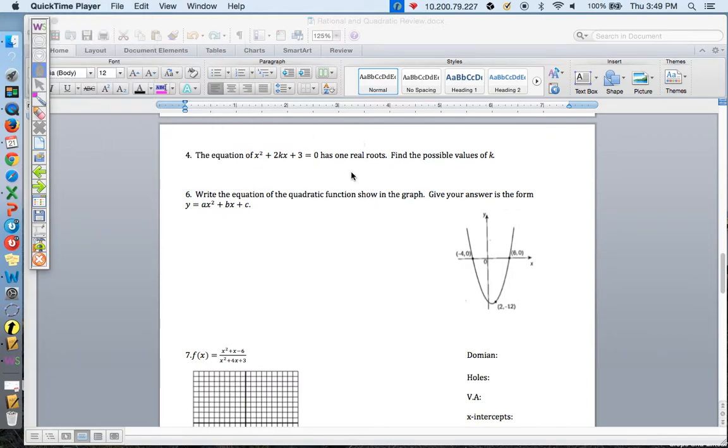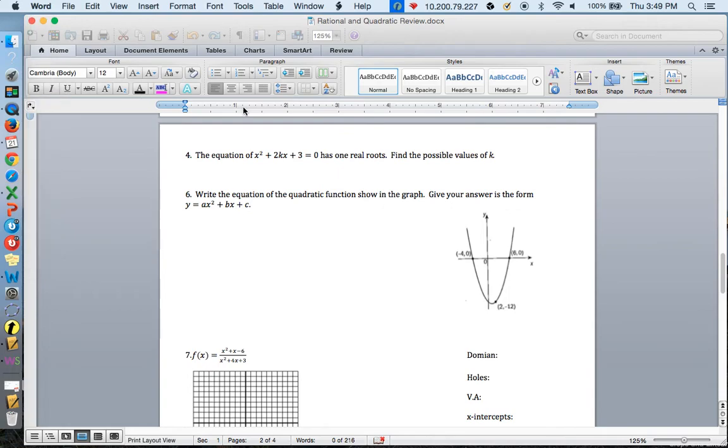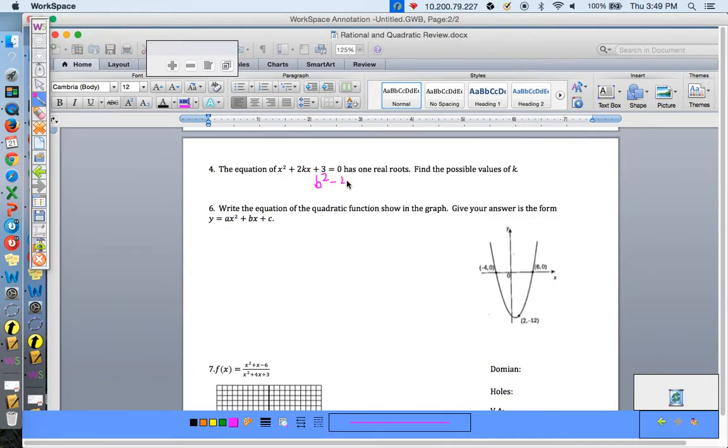All right. So it has one real root. What we know is that b squared minus 4ac has to be 0. So our b value is the 2k, squared, minus 4 times 1 times 3 equals 0. So let's see, that would be 4k squared minus 12 equals 0. Add 12. So 4k squared equals 12, divide by 4. So we have k squared equals 3, so k would be plus or minus the square root of 3.